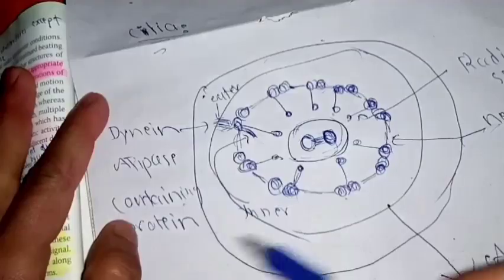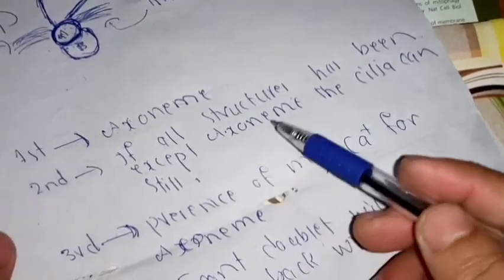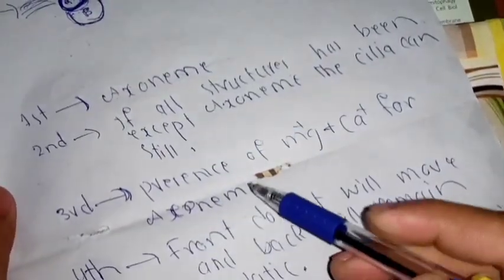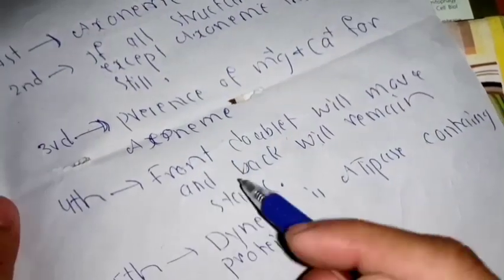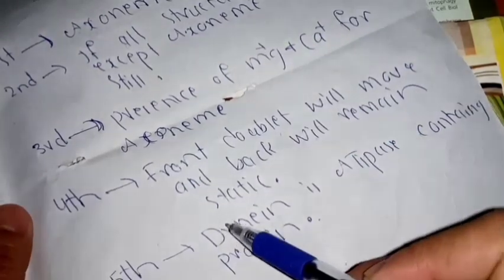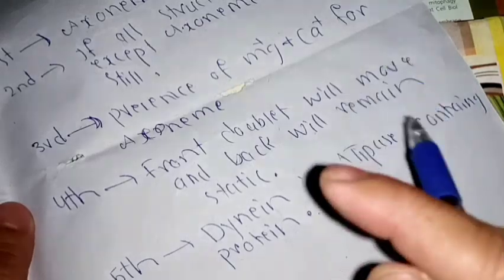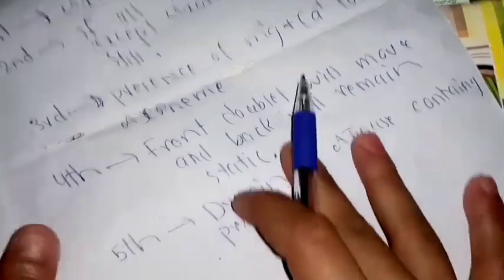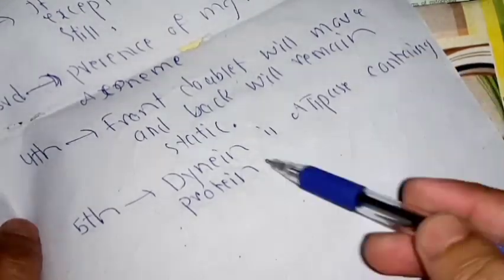The first point is, this structure is axoneme. The second is, if all the structures have been removed except axoneme, the cilia can still beat. The third is, the axoneme can beat, but magnesium and calcium are necessary. The fourth point is, the front duplets will move during the forward movement, and the surrounding duplets on the back side will remain static. The fifth point is, dynein is an ATPase-containing protein and it will use ATP to perform its motor functions. So these were the main 5 points.